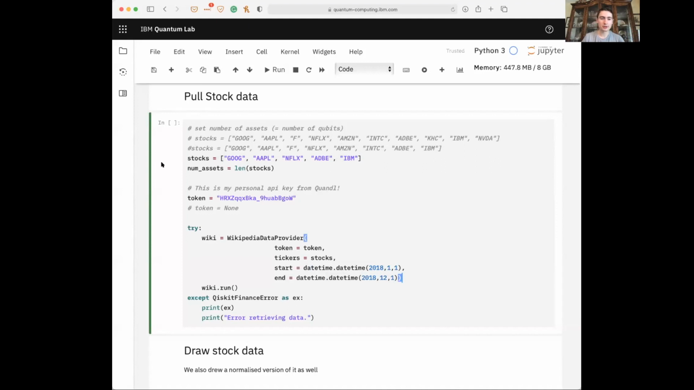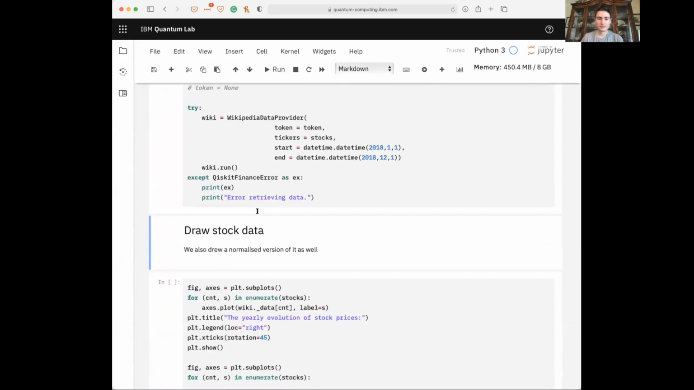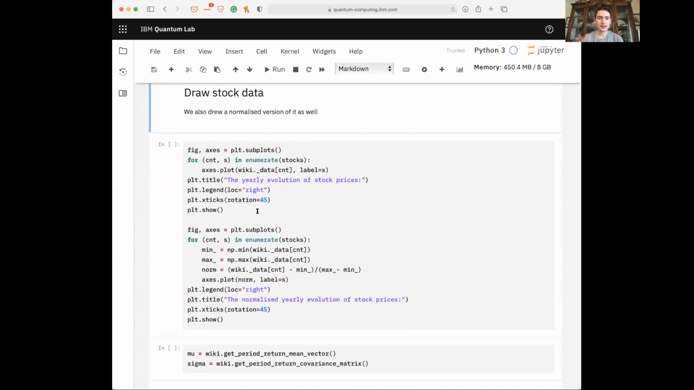Cool. Okay, so I'm going to go ahead and run this. And, oh, actually, that's pretty quick. Cool. Okay, and again, I'll go back through these in a little bit more detail in a moment, but I just want to make sure that the whole notebook runs, again, following that advice. Okay, now we're going to draw the stock data, and we also draw a normalized version.